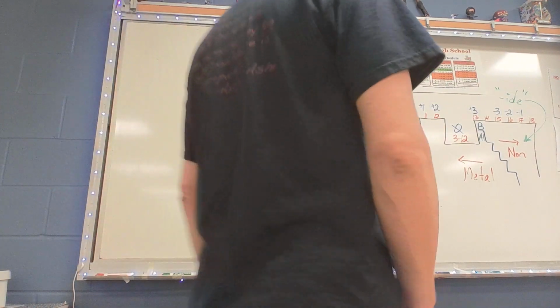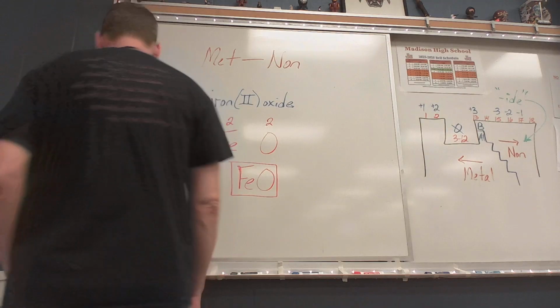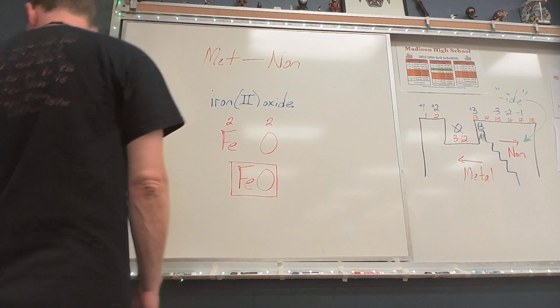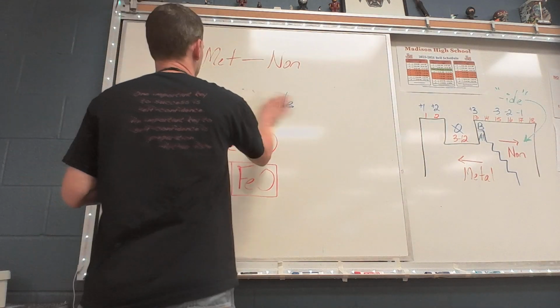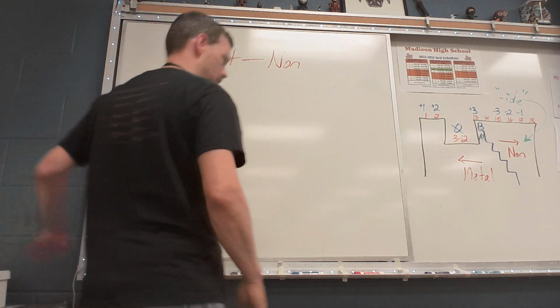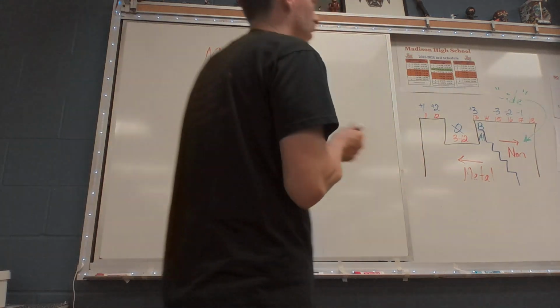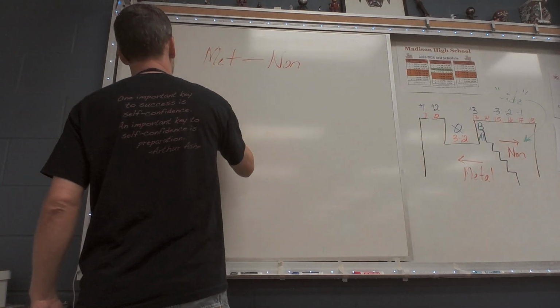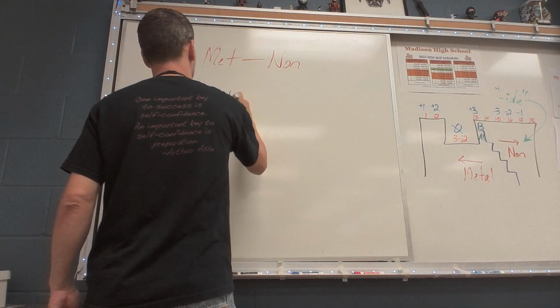You do this one. You can ignore the yellow. Just answer that question. If you don't know what Roman numeral that is, ask your neighbor.